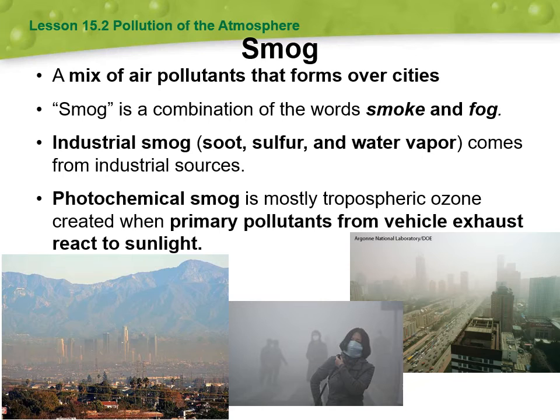So industrial smog is soot and sulfur and water vapor. It comes when you have a lot of industry in that area and it's pumping that stuff into the atmosphere, especially if it's not regulated. Photochemical smog is mostly up in the troposphere, which is where we are, and it's created when primary pollutants from vehicle exhaust react, and that's why we see it in places like LA. China has a real big problem with photochemical smog too, because their population is so dense.